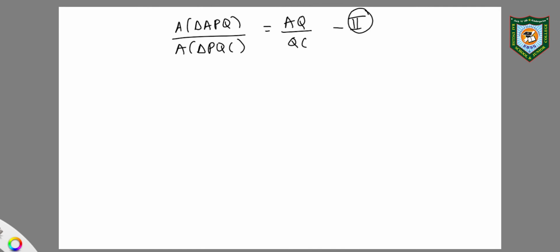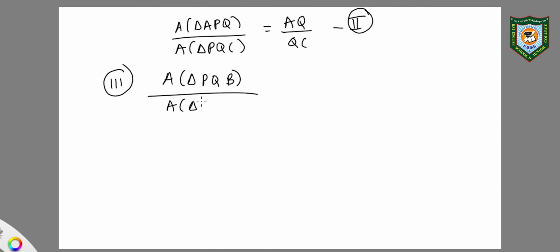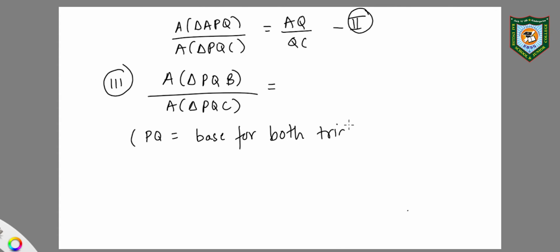Now coming to our third condition. So now I'm going to take area of triangle PQB divided by area of triangle PQC. Now in this case, I'm going to say PQ is equal to base for both triangles. The reason I'm saying that is so that PQ can cancel out for both triangles, and because PQ is the base, that implies height is also going to be equal for both triangles.